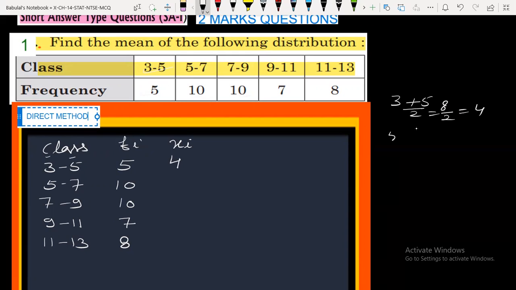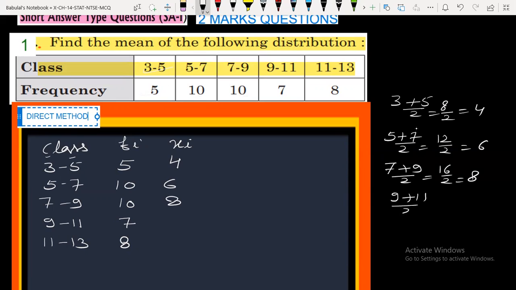For the next class, add 5 plus 7 divided by 2. So that is 12 divided by 2. This is 6. Next class, 7 to 9. 7 plus 9 divided by 2, 16 divided by 2. That is 8. Next class is 9 plus 11 divided by 2, 20 divided by 2, this is 10. And the last class is 11 to 13, so lower limit plus upper limit divided by 2, so that is 24 divided by 2, and this is 12.